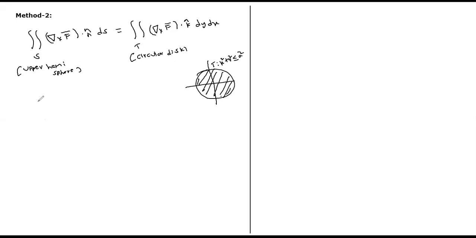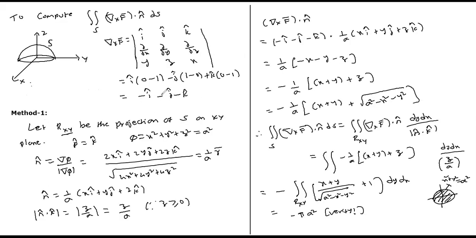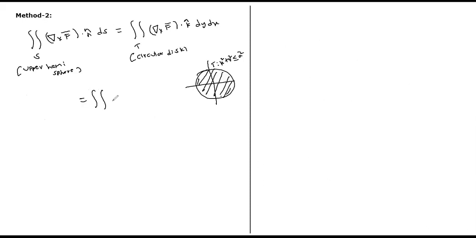Now what is curl f bar dot k bar? See here, curl f bar dot k bar is the third component of curl f bar. So this is minus of (i plus j plus k) dot product with k dy dx.